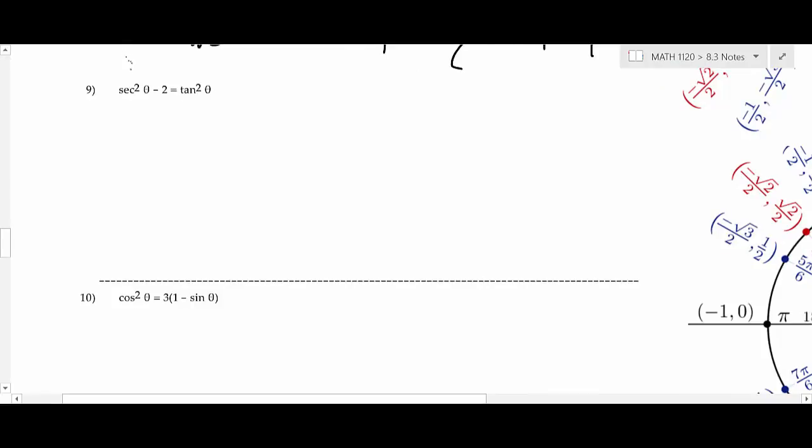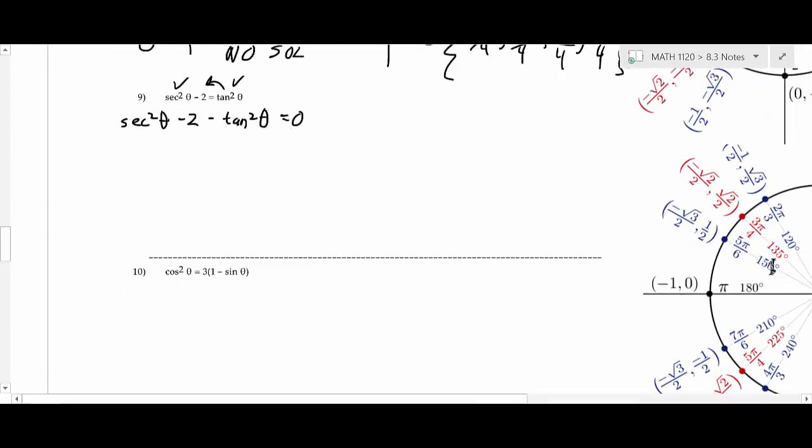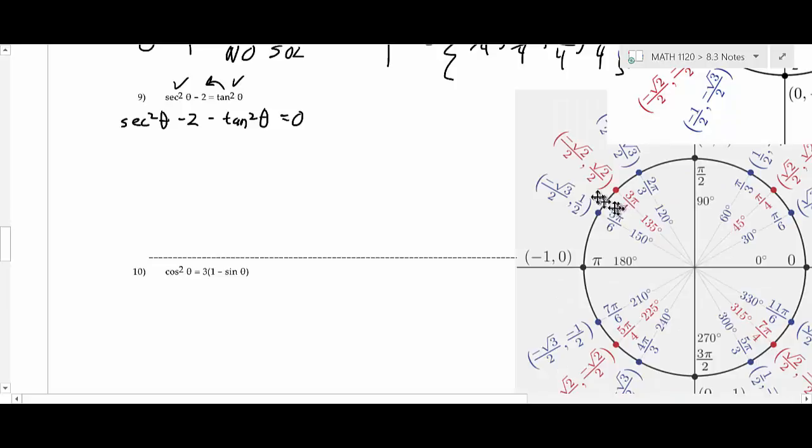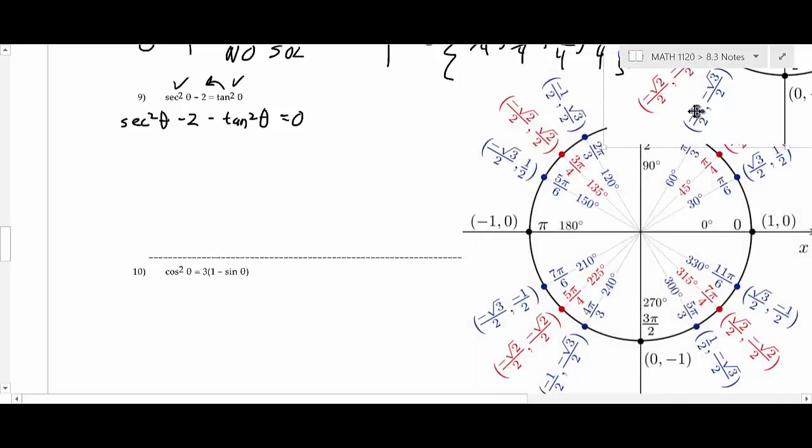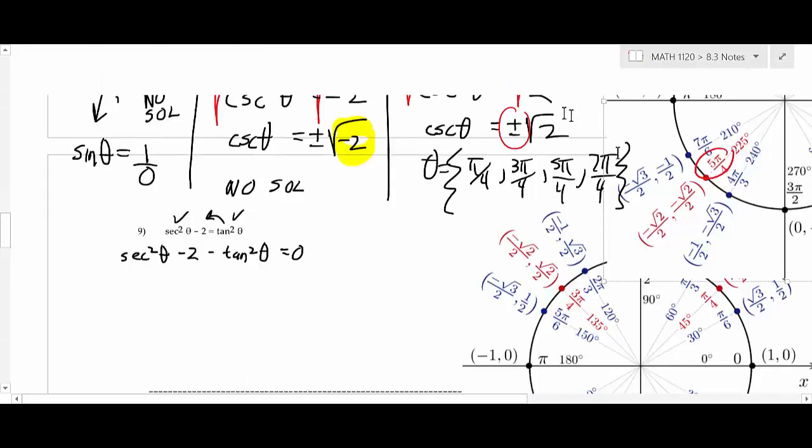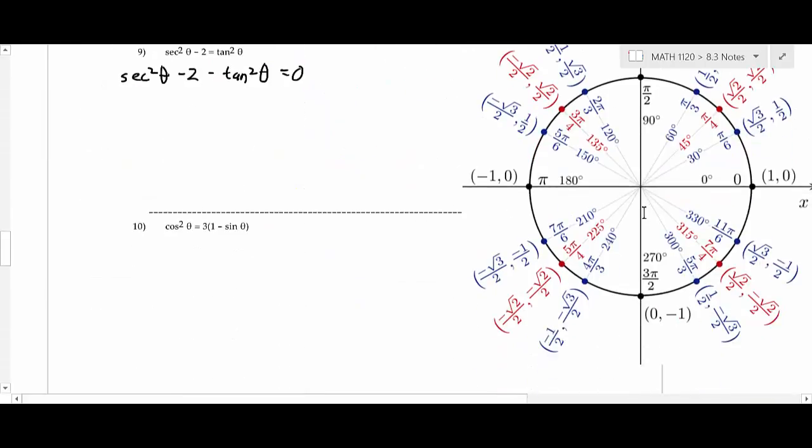This has 2 different trig functions in it. So you want one side to be 0. There's no doubt about that. Let's start that way. Let's start just by having secant squared theta minus 2. When you move the tangent to the other side, you're going to have minus tangent squared theta equals 0 like that. Now, you're going to have a seriously difficult time factoring this thing. In fact, you aren't going to get anywhere on this if you do factor it. So what I'm going to do is I'm going to pull out an identity.